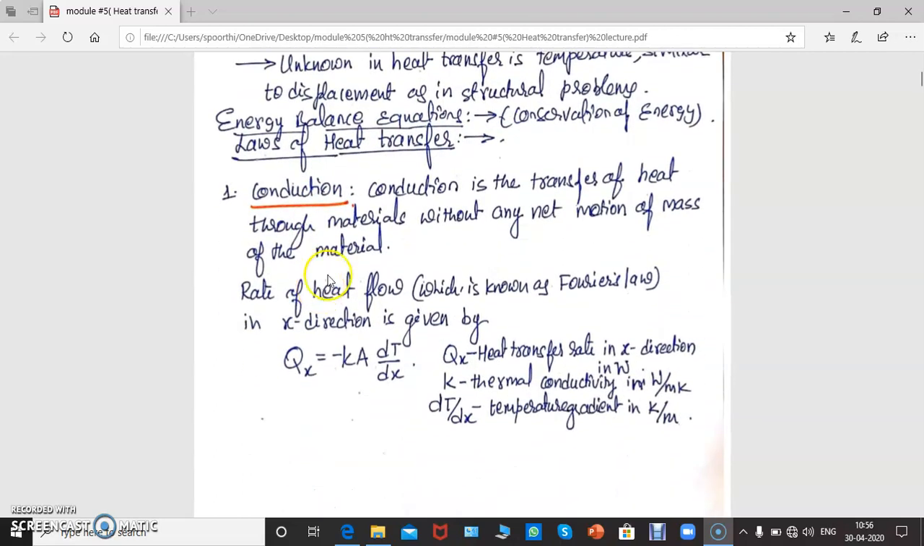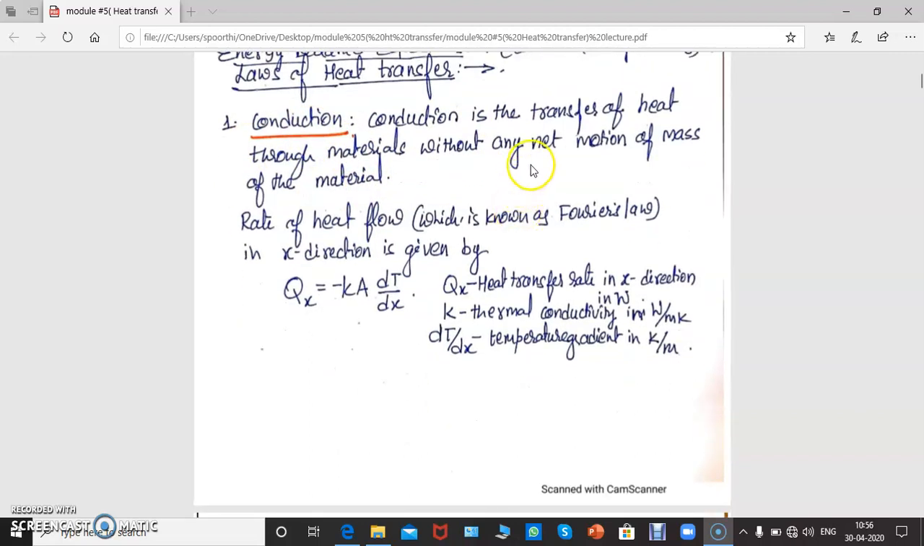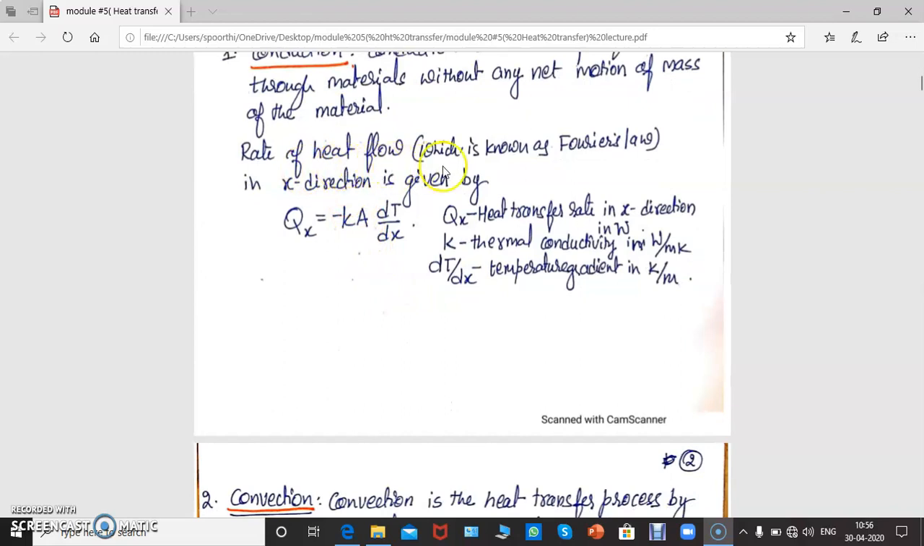Now, what are the laws of heat transfer? This is very important. There are 3 laws which you already know: conduction, convection and radiation. If you look at conduction, what is conduction? It is the transfer of heat through materials without any net motion of the mass of the materials, like heat transfer in any metal. Now, what is the mathematical equation behind this? We use what is called the Fourier law, that is Qx is equal to minus k into A dT by dx.